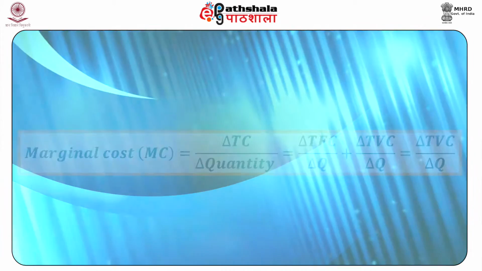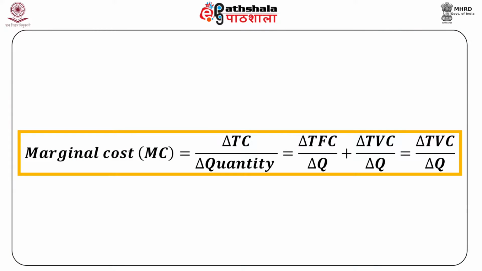Marginal cost. Marginal cost, that is MC, is defined as the change in the total cost when one more unit of product is produced. Algebraically, MC is equal to change in TC divided by change in quantity, which is equal to change in TFC divided by change in Q plus change in TVC divided by change in Q, which is equal to change in TVC divided by change in Q.